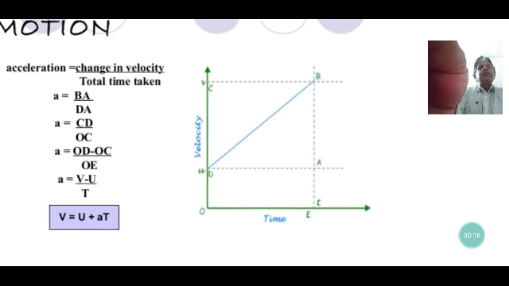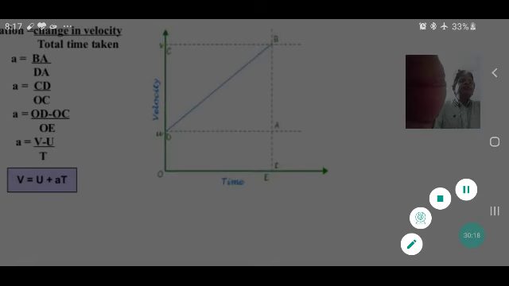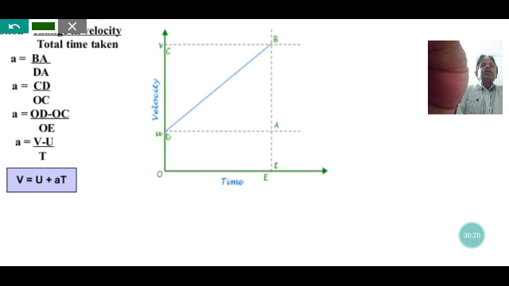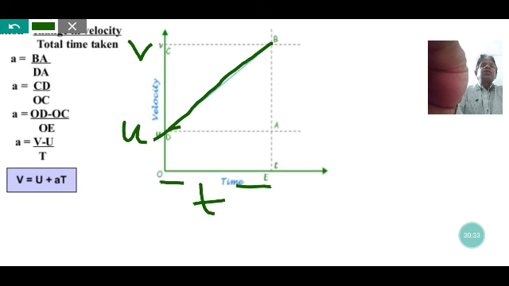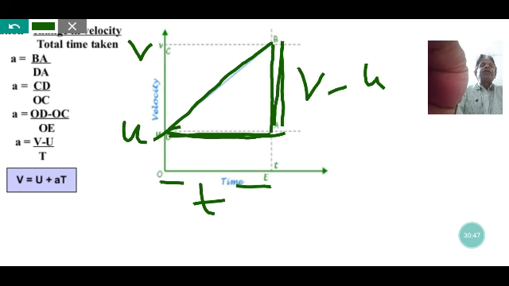If we divide the change in velocity by time, we get the value of acceleration. Now, on the velocity time graph, look here. The object is moving from the initial velocity u to the final velocity v, with the time interval t. Now, what is the change in velocity in the time interval? The change of velocity in this time interval is v minus u.